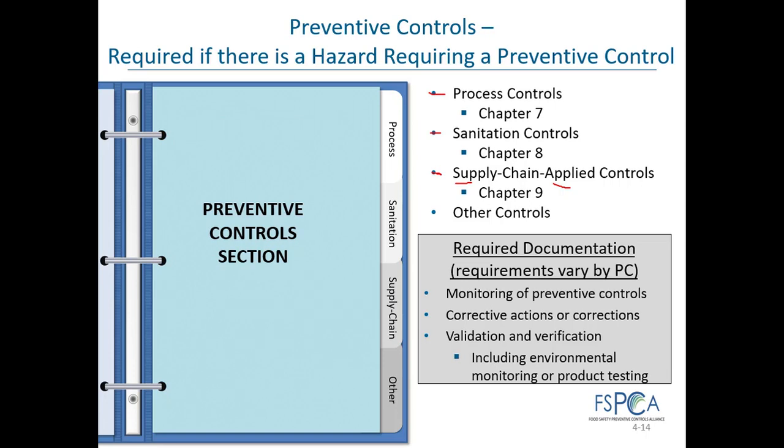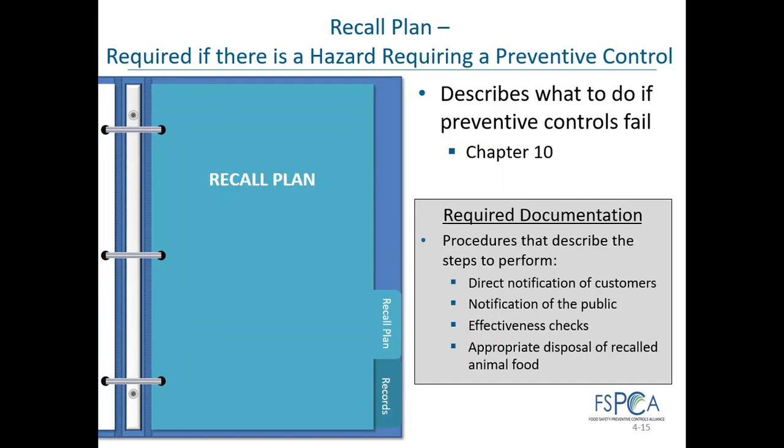If we do have preventive controls, we're going to describe them. We're also going to describe their management components. The three categories of management components are monitoring, corrective actions and corrections, and verification. So we're going to describe all of that in this section, showing how we are mitigating that hazard that needs a preventive control. We are also going to have a recall plan. Again, only required if you have a preventive control, but highly suggested otherwise. Chapter 10 is where we cover the recall plan and what you're required to do in a recall plan.